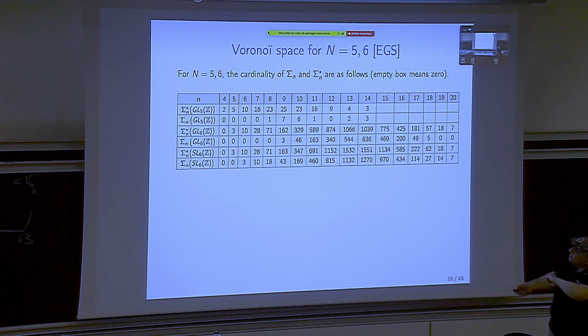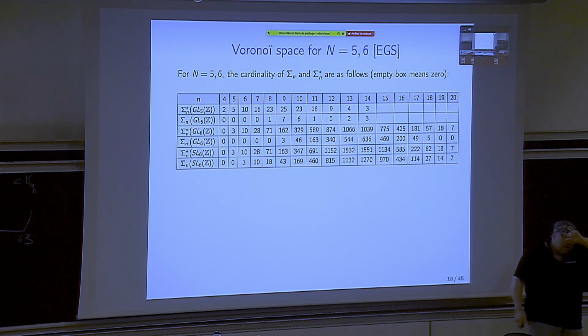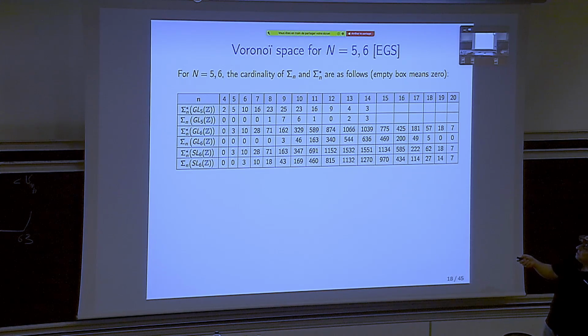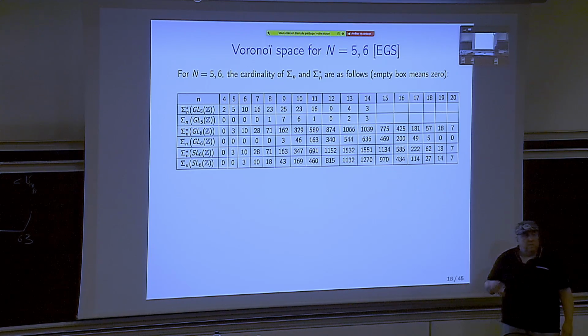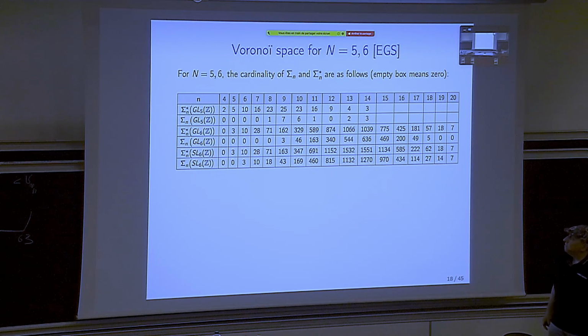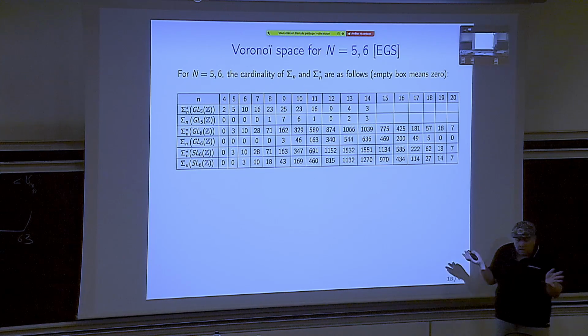So remember that the sigma n star is the full set of representatives, and the one without the star is the one with the compatible orientation. So it is interesting, but you can see that already it could cut the size by at least 2 more. And you see also that, of course, the numbers increase, but it's still doable.